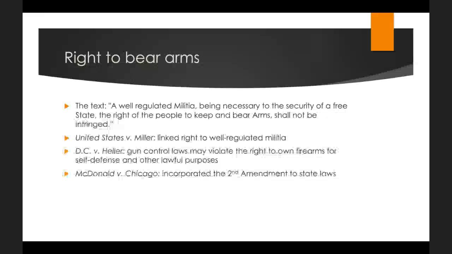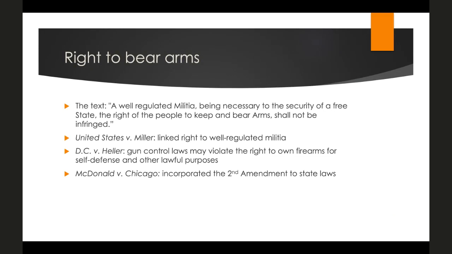Now, the Second Amendment discusses the right to bear arms: a well-regulated militia being necessary to the security of a free state, the right of the people to keep and bear arms shall not be infringed. Now, United States versus Miller originally held that this was linked to a well-regulated militia, and therefore that the government could regulate firearms because of this idea to regulate militia. This was later overturned in D.C. versus Heller.